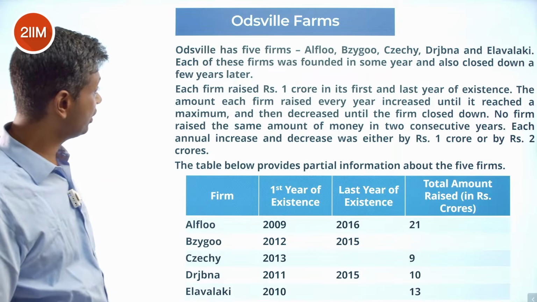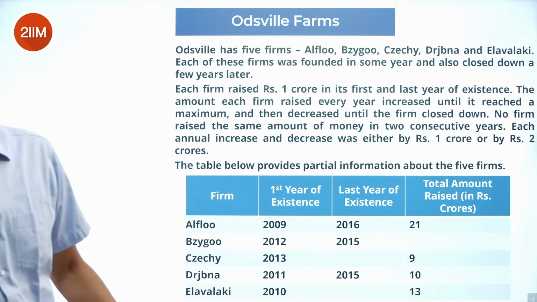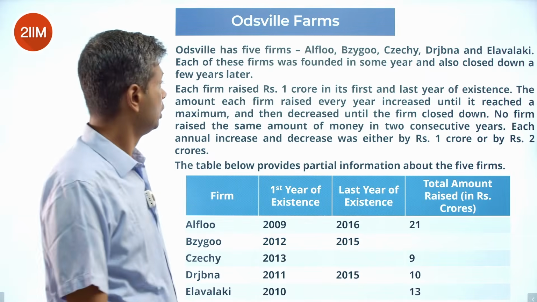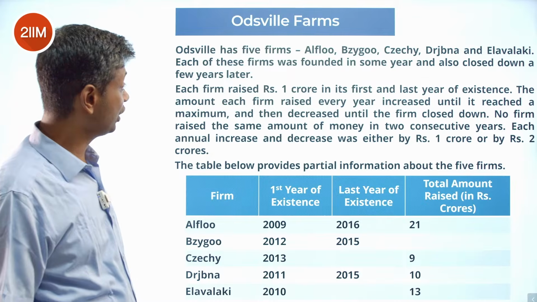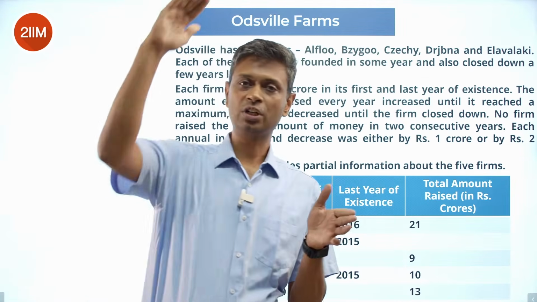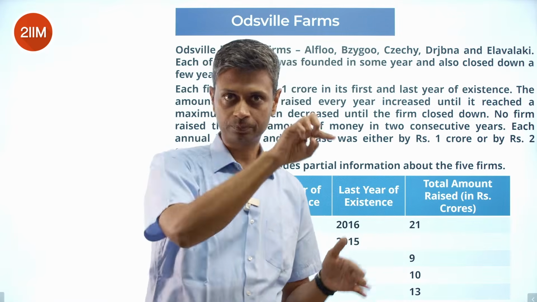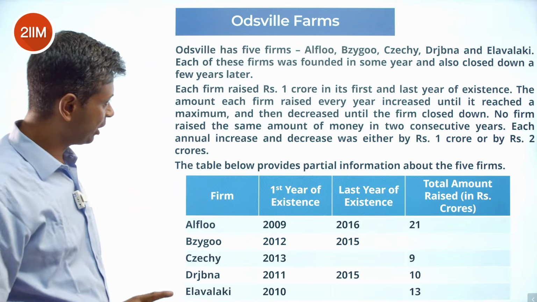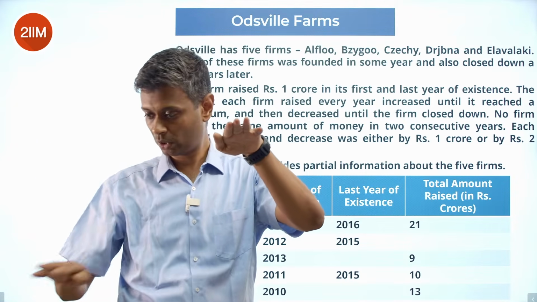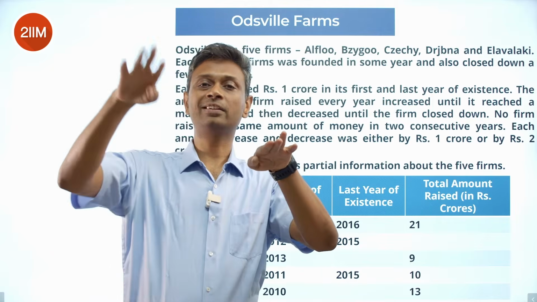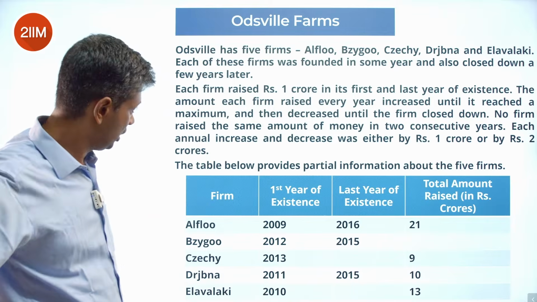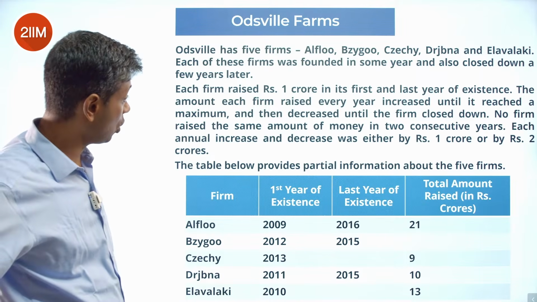The amount each firm raised every year increased until it reached a maximum and then decreased until the firm closed down. Gentle upward curve and then downward curve. It's not up and down. No firm raised the same amount of money in 2 consecutive years. Subsequent year is higher or lower. If it is lower, then lower throughout till the finish. If it's higher, higher till 1 point. So somewhere in the middle is the maximum. Each annual increase and decrease was either rupees 1 crore or rupees 2 crores.